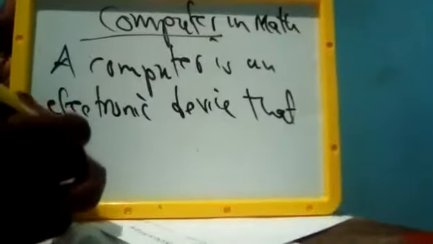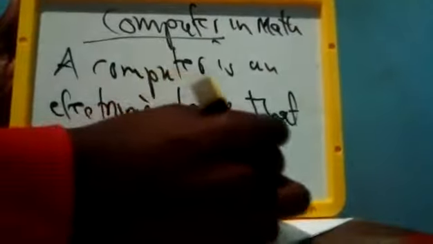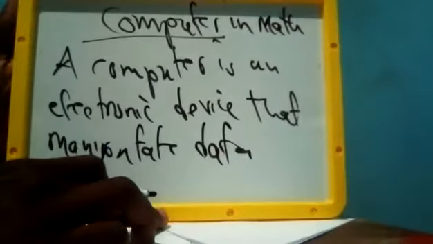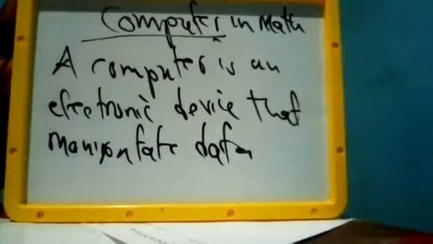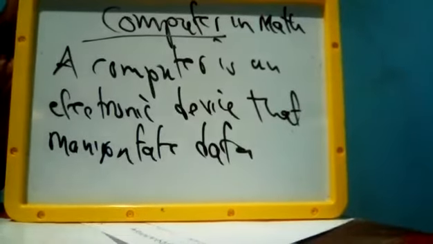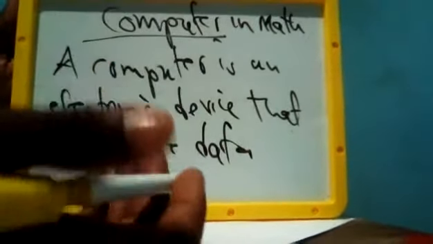Say a computer is an electronic device that manipulates data. Data, we can define as unprocessed information. So we've just defined the term itself, computer, which is an electronic device that manipulates data.